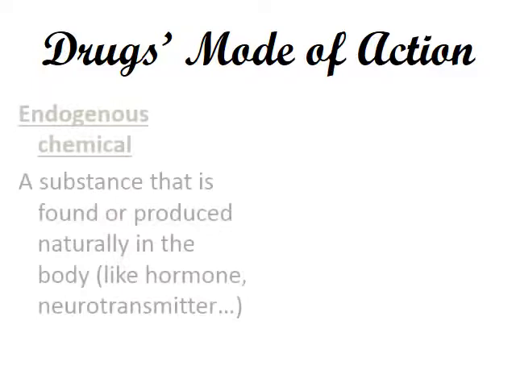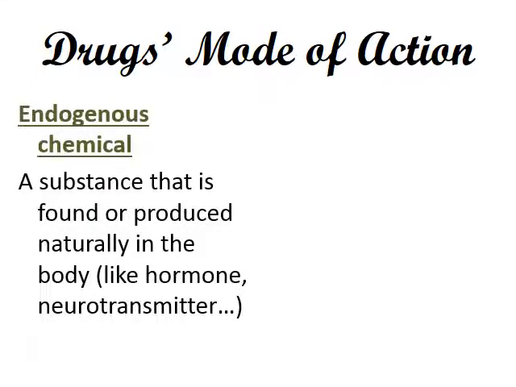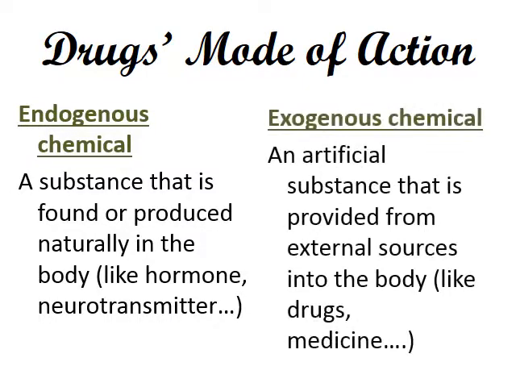Now we move to the drugs' mode of action. Either the drug is an endogenous chemical, endogenous meaning that it is produced or found naturally in the body, like a hormone or neurotransmitter, or it may be an exogenous chemical, meaning that it's an artificial one that is provided from external sources into my body. Examples are drugs, medicines, and others.